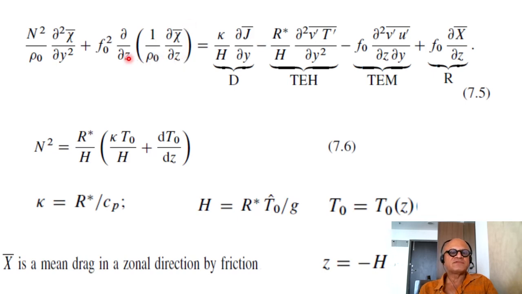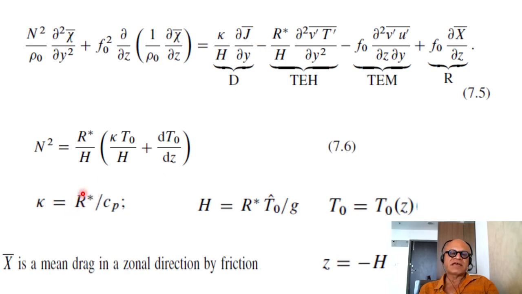Rho 0 is a function of z, so we have to keep it inside, and this is derived in Holton, so you can look it up, but we will just look at the terms here. This is equal to kappa divided by H, the scale height, times del J bar del y, which is the diabatic heating term here. N is the Brunt-Väisälä frequency. N squared is given by R star over H times kappa T0 over H plus the lapse rate dT0/dz. So kappa here is R star over cp.